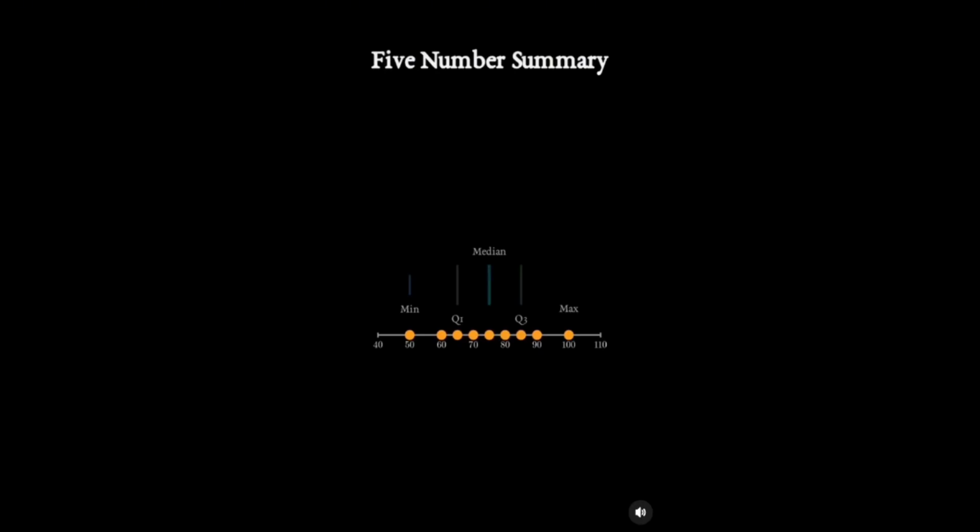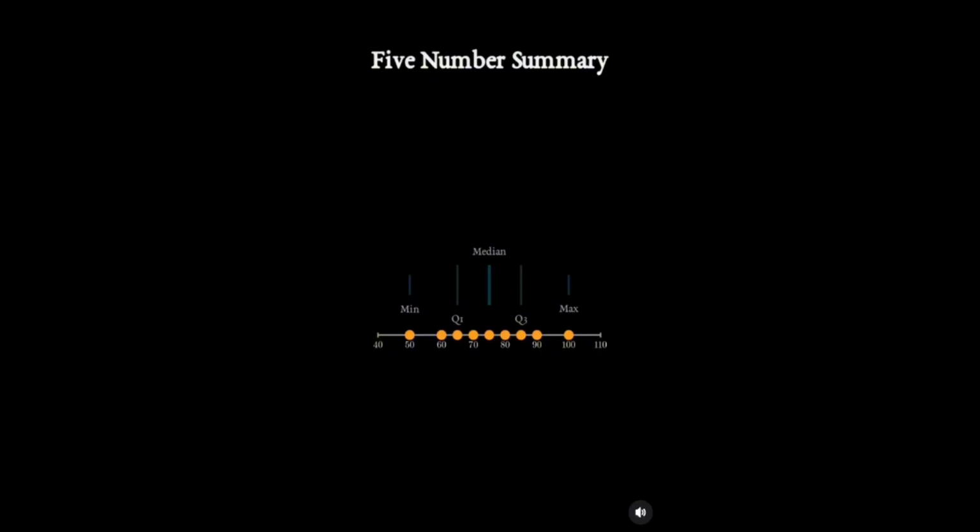How do you summarize 1,000 data points using only 5 numbers? Welcome to the 5-number summary. It's the ultimate X-ray for your data, giving you the minimum, the first quartile, the median, the third quartile, and the maximum. It tells the whole story at a glance.